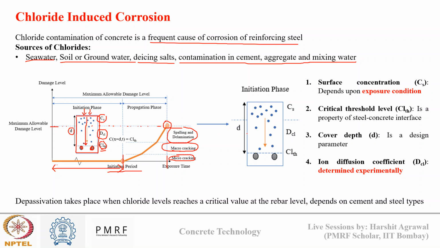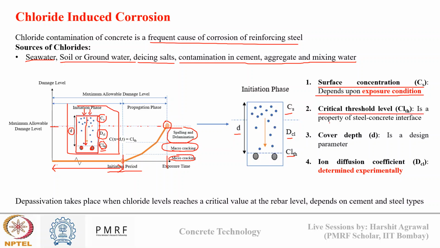Okay, so if we see the zoomed image of this initiation period, which we have understood right now, it is dependent upon four entities. First is the surface chloride concentration, second is the cover depth, third is the diffusion coefficient, and fourth is the critical chloride threshold. Okay, so how are all these four parameters determined? So surface chloride concentration depends upon the exposure condition. If my structure is present near the seashore, it will have a higher surface chloride concentration. If my structure is far away from the seashore, it will have a lower surface chloride concentration.